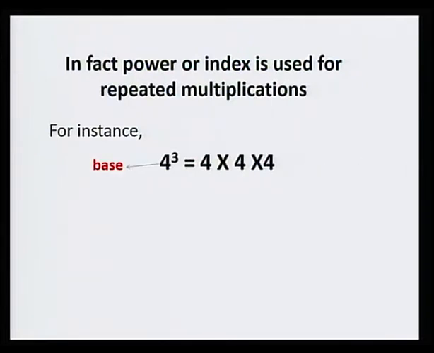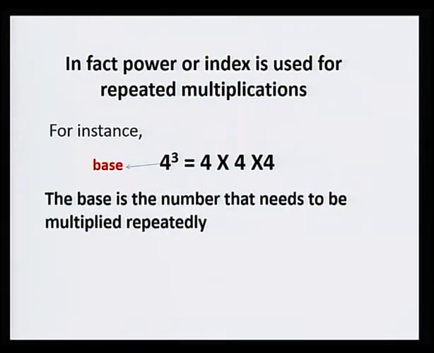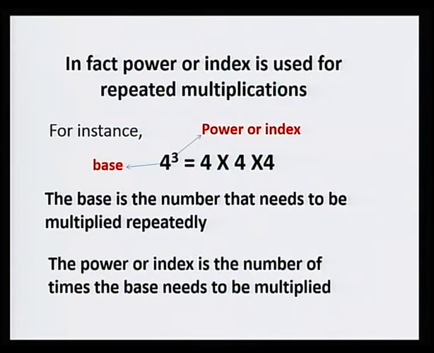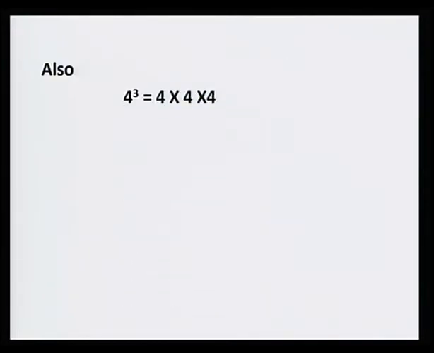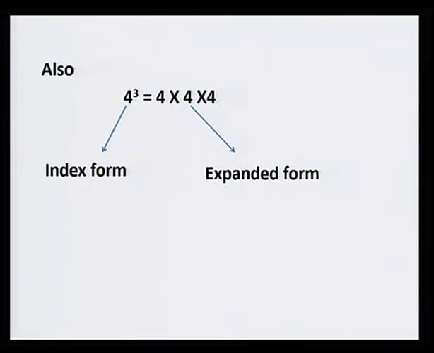4, which represents the base, is the number that needs to be multiplied repeatedly. 3, which represents the power or index, is the number of times the base needs to be multiplied. Have a look at the number 4 raised to the power of 3, which is equal to 4 times 4 times 4. Now, 4 raised to the power of 3 is called the index form. On the right-hand side, we have 4 times 4 times 4. This is called the expanded form.